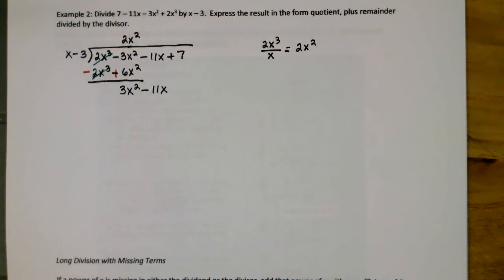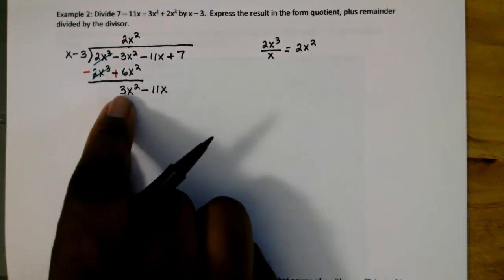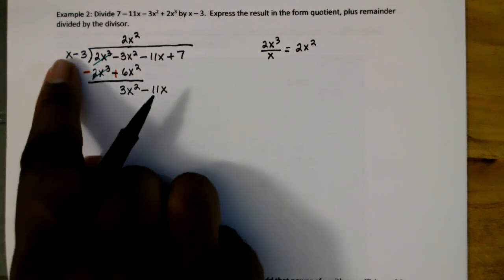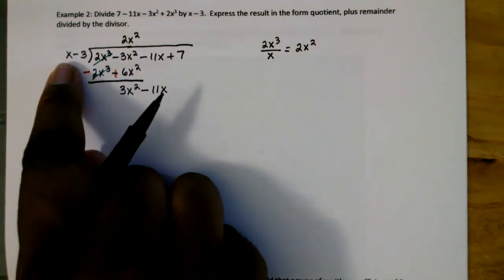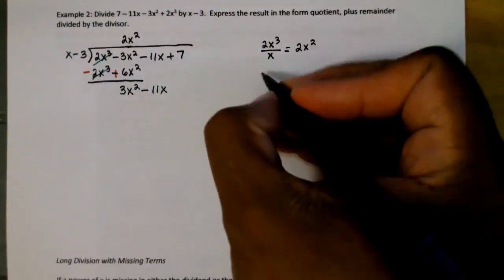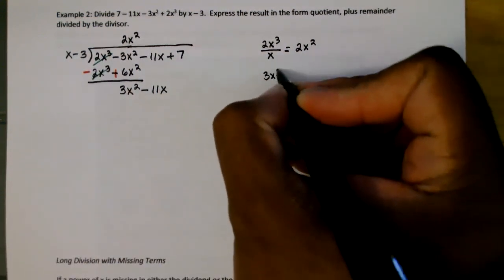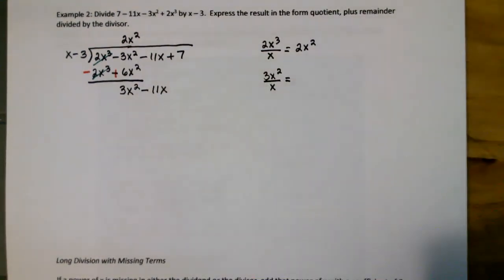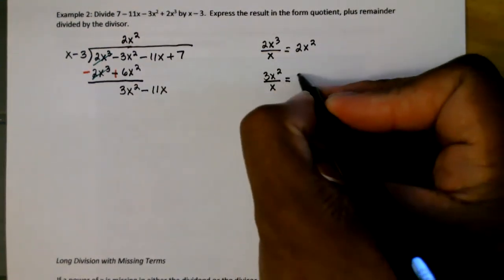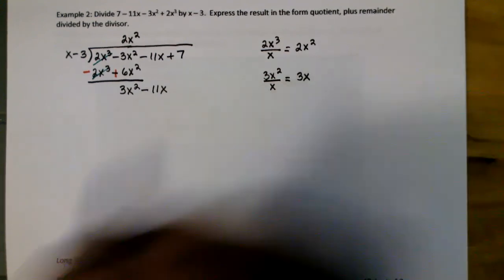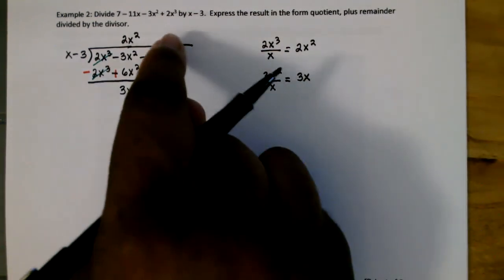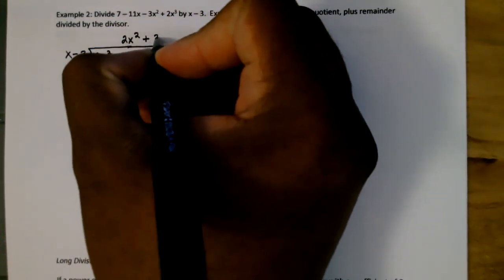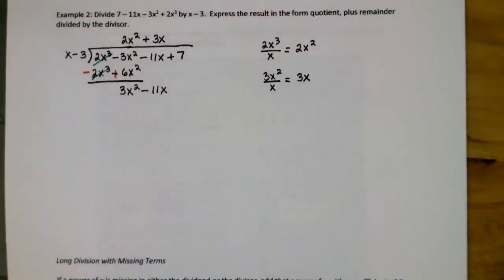And then repeat that process here by doing the first term in this expression, the 3x squared, divide that by the first term in your divisor, which is x. So here this will be 3x squared divided by x. And when I do 3x squared divided by x, that's going to be 3x. And that 3x will go in the quotient as plus 3x.